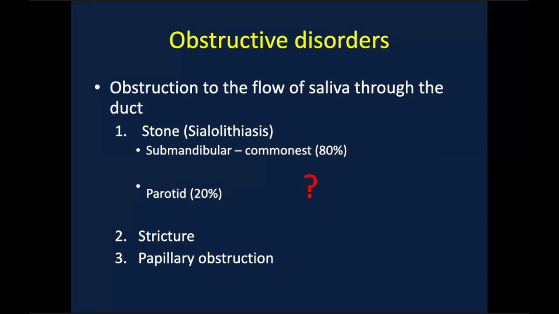Now, obstructive disorders of salivary glands occur. I told you each salivary gland, major as well as minor, has a duct. So obstructive disorders mostly occur in relation to the major salivary glands, and for some reason, their salivary flow through the duct is obstructed.